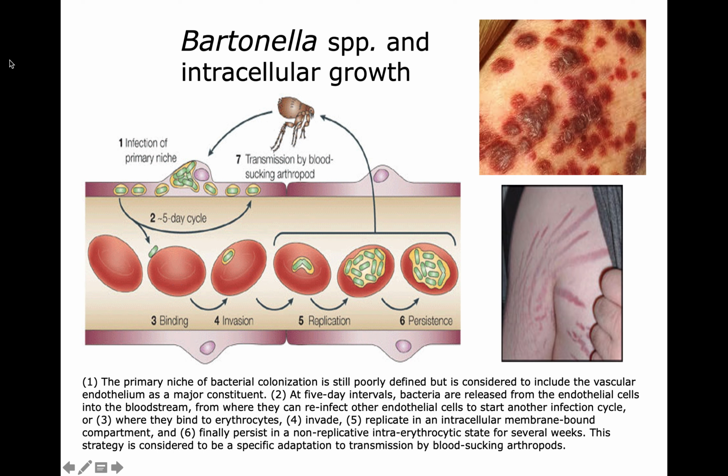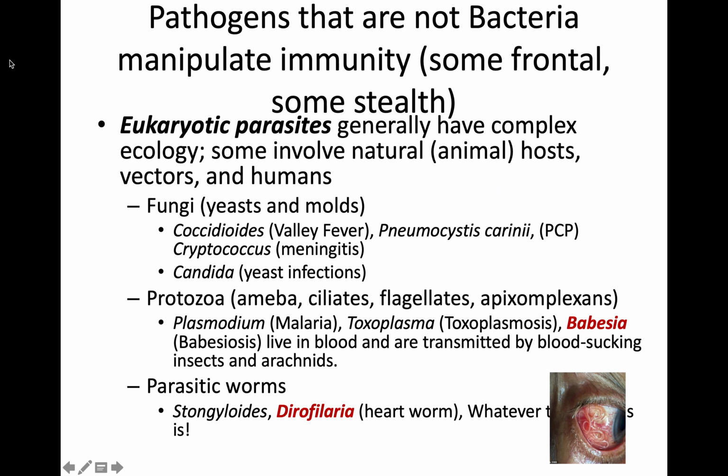So there's an example of a bacterium that is a stealth pathogen. Most of the time, these stealth pathogens very weakly affect the immune response. But you do have other examples that are not bacteria that will affect the immune response, and those are your frontal pathogens, and you may have some that are stealth.